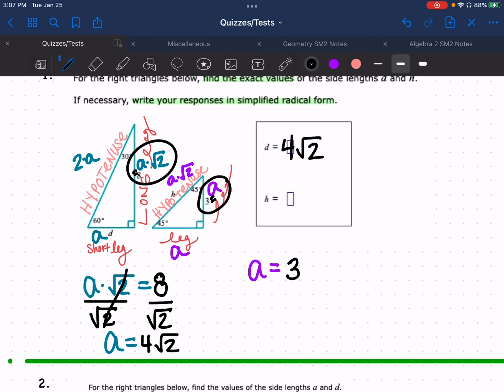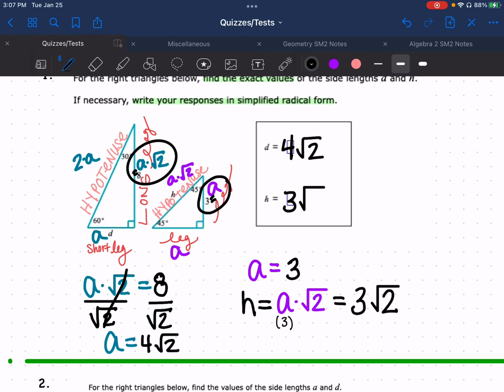This is just a substitution problem. I'm going to go ahead and just plug it in. And so I'm going to come up here to H to find H. H is equal to A times the square root of 2. Now, can I go to my calculator? Yes, I can, but all I have to do is change this letter A to the number 3 that I see right above, and so my answer would be 3 square roots of 2.